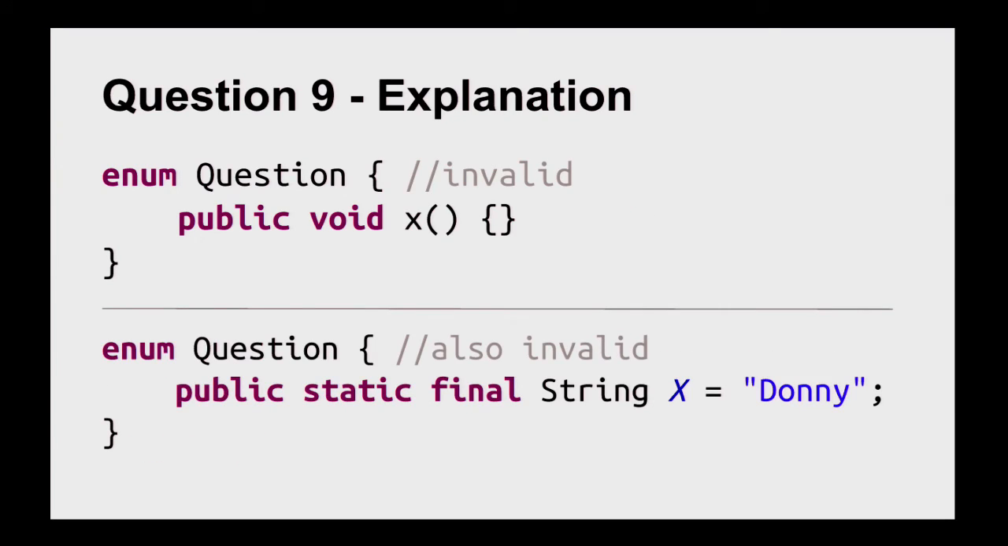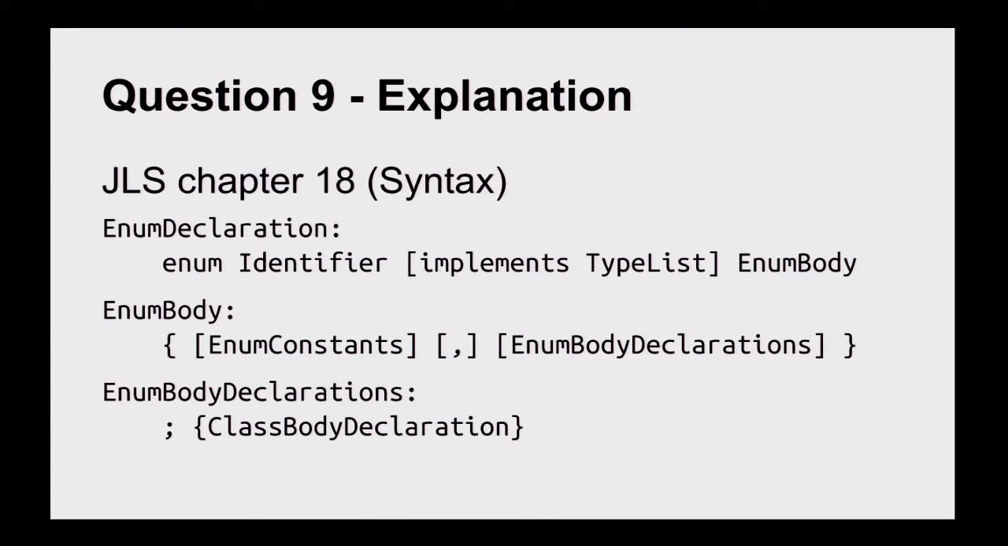which is that these two classes are also invalid. You can't have an enum with just a method in it like that, or even with a constant in it like that. The reason is we have to go to chapter 18 of the JLS syntax. An enum is the word enum, followed by the name of the enum, optionally followed by things you implement, and then the enum body. Enum body is a curly brace, followed by optionally enum constants, optionally a comma, optionally enum body declarations. Enum body declarations must be a semicolon, and then the class body.